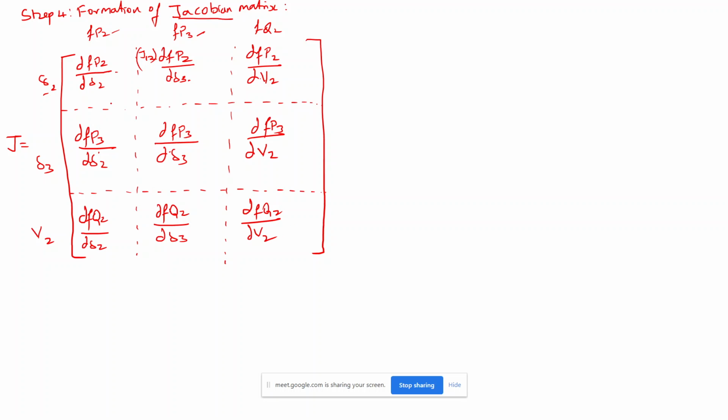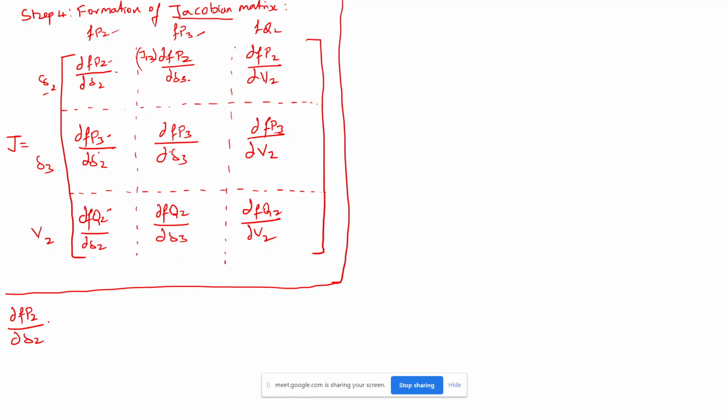Now what do we need to do after forming the Jacobian matrix? We already have the FP2 equation, and we have the FP3 equation and the FQ2 equation. Next we need to solve each and every value of this matrix, right? So the first entry will be dou FP2 divided by dou del 2, right? So how can we do that?